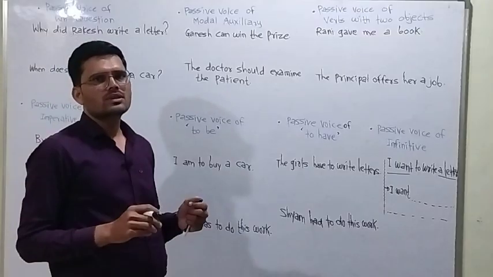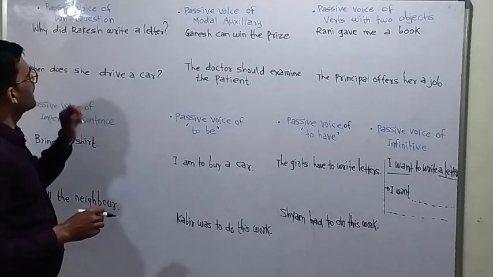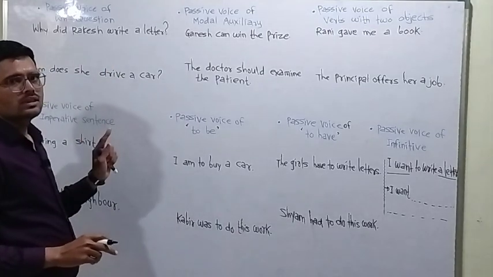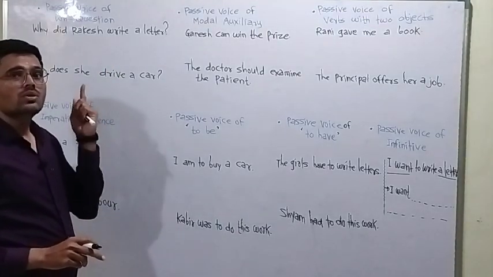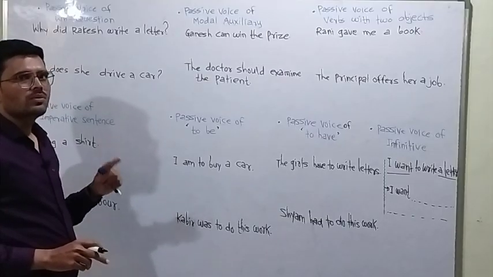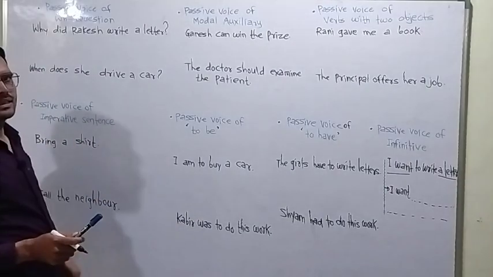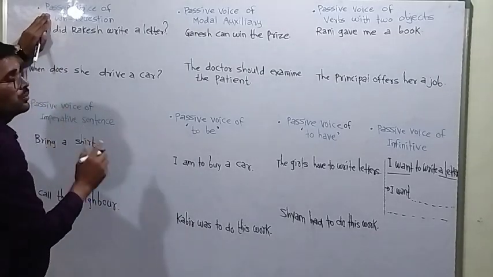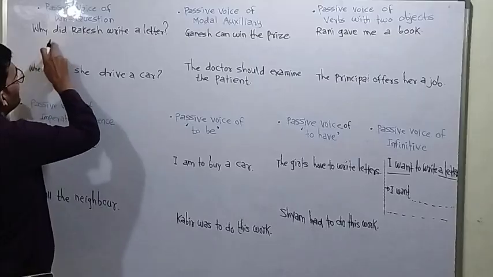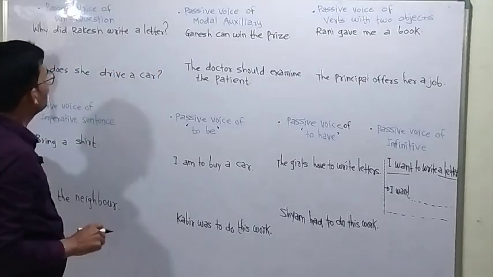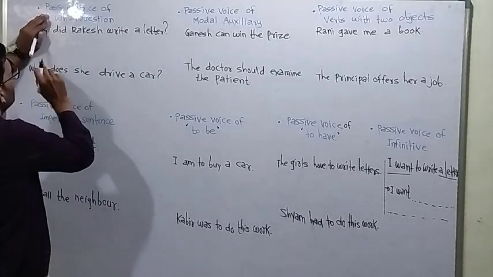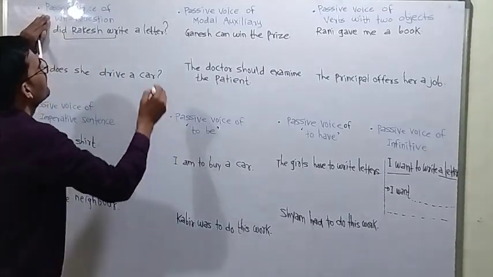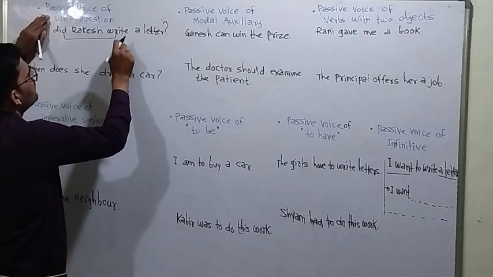Okay, the first question is: Why did Rakesh write a letter? That question is related to the WH type of question. So, the passive voice of a WH type of question: we are going to hide the WH word. In this way we hide it. And we are going to add something. What? Why did Rakesh write a letter? At last there is a question mark. Okay, so did plus write. We need to know about these additions. Did plus write.